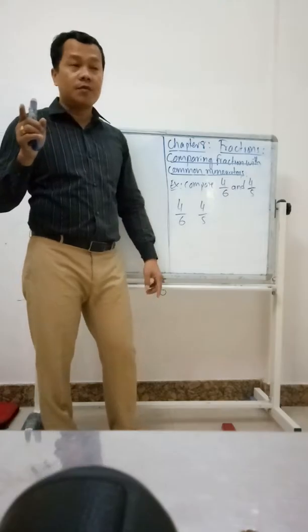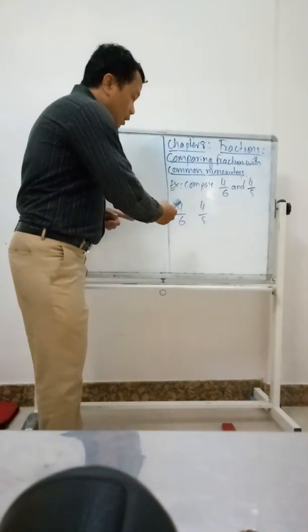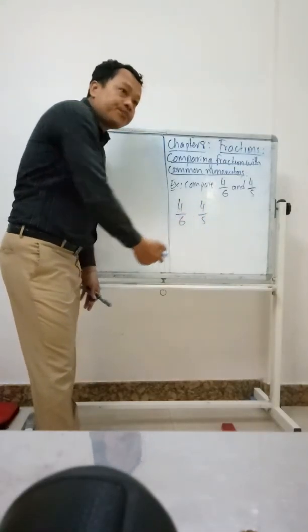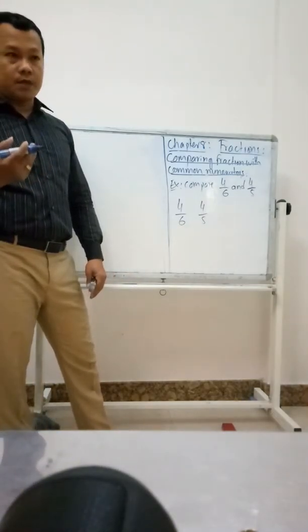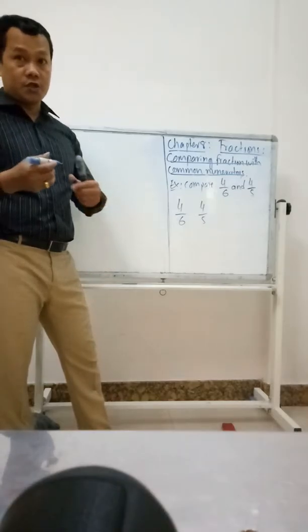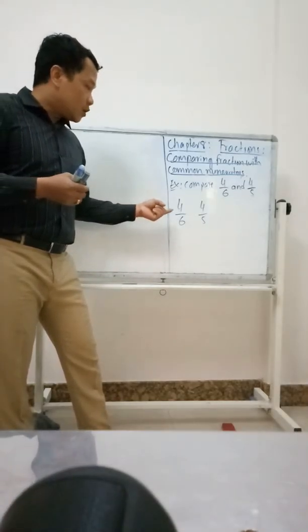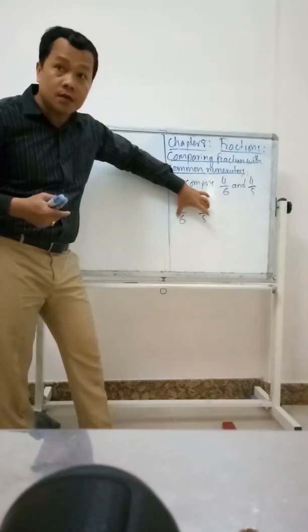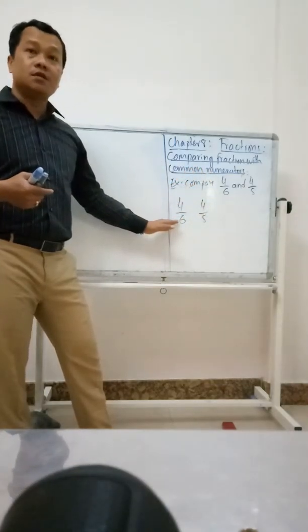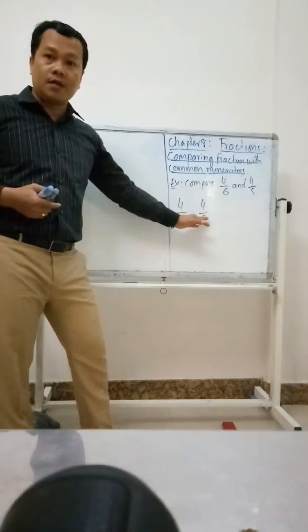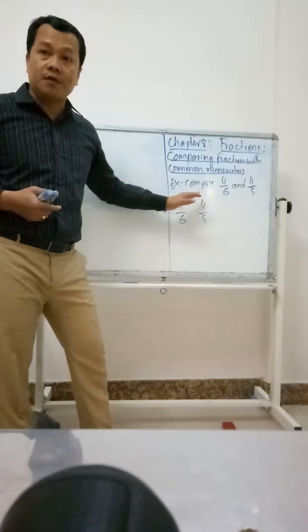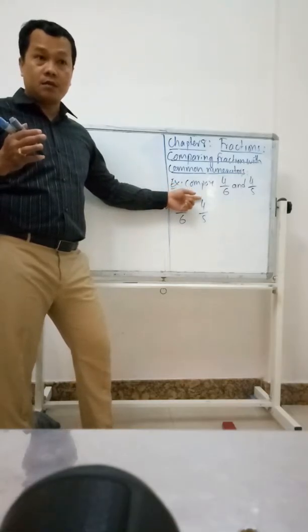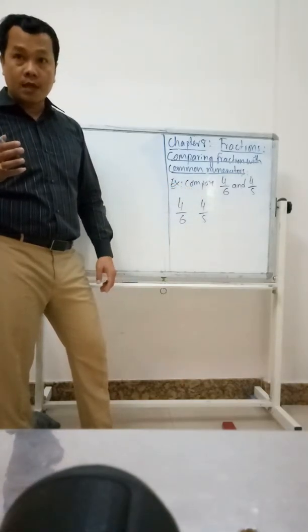Common, what does it mean? Common is the same, okay? Common numerator means the numerator is the same, but the denominator is different, correct? Learning how to compare fractions that have the same numerator but different denominators. The first fraction has 6 as the denominator. The second one has 5 as the denominator. But the numerator 4 is the same, right? How do you compare fractions with the same numerator? How?